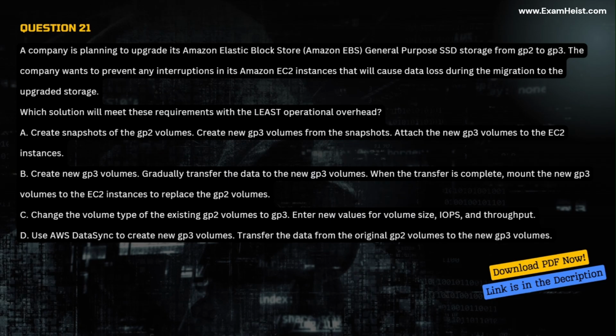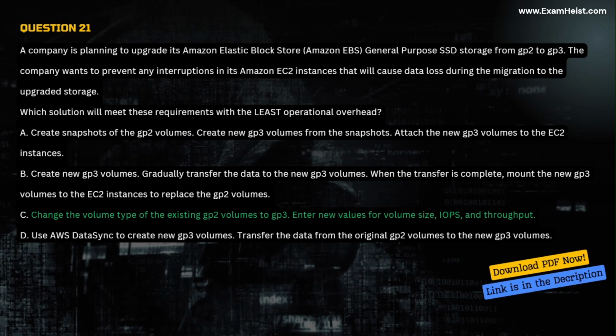B. Create new GP3 volumes. Gradually transfer the data to the new GP3 volumes. When the transfer is complete, mount the new GP3 volumes to the EC2 instances to replace the GP2 volumes. C. Change the volume type of the existing GP2 volumes to GP3. Enter new values for volume size, IOPS, and throughput. D. Use AWS DataSync to create new GP3 volumes. Transfer the data from the original GP2 volumes to the new GP3 volumes.